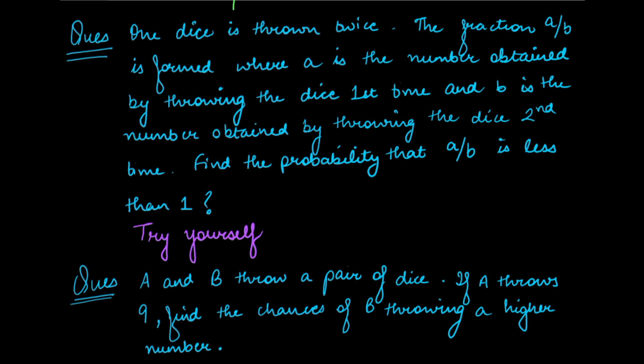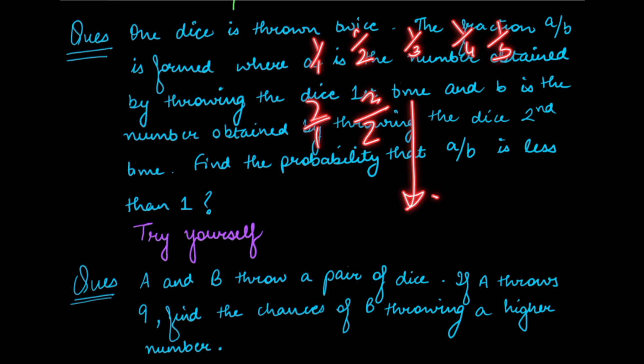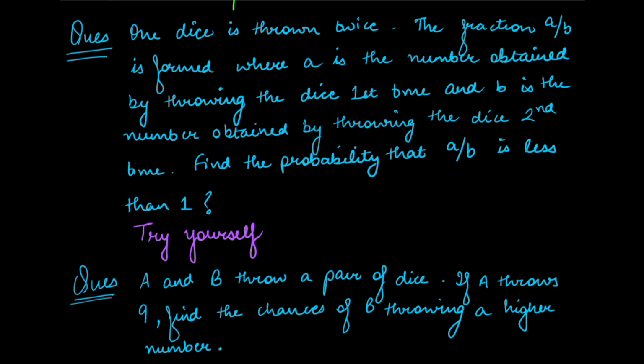What we need to do is write the sample space when we throw two dice simultaneously. When we write the sample space, we can write 1 by 1, 1 by 2, 1 by 3, 1 by 4, 1 by 5, 2 by 1, 2 by 2, like this. And we can see which ratios give us less than 1. We just need to calculate them and see the answer. It is very simple, it is just the writing part. Write it and you will clearly see it.